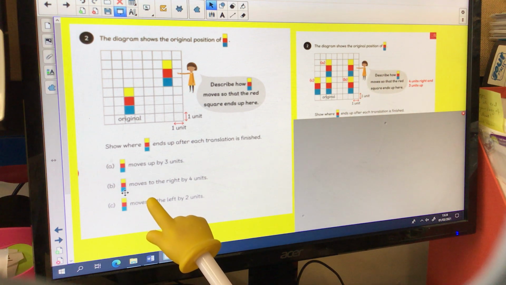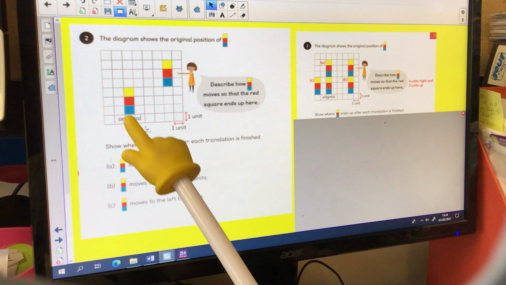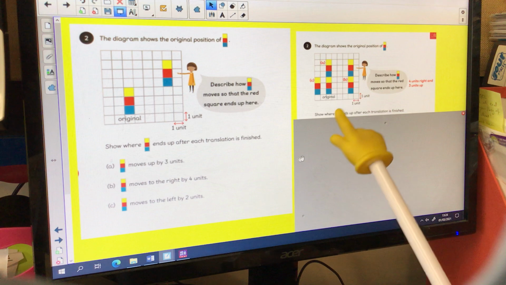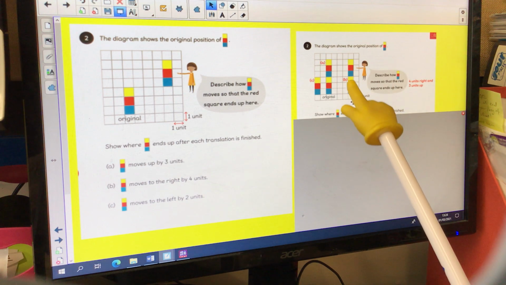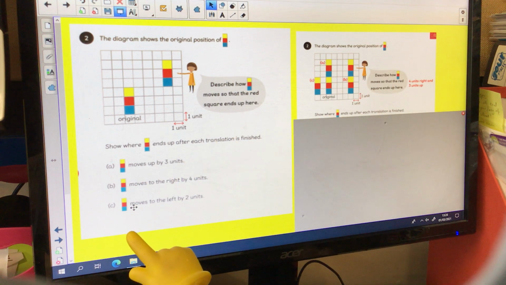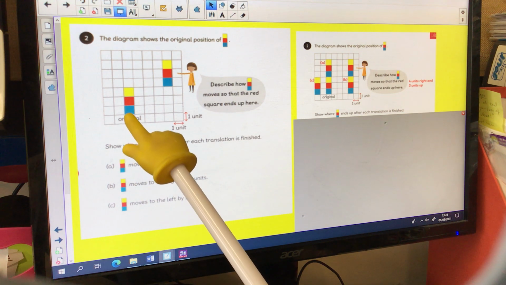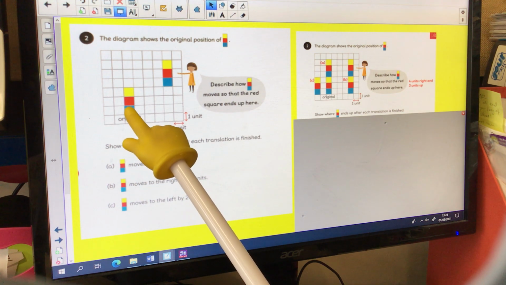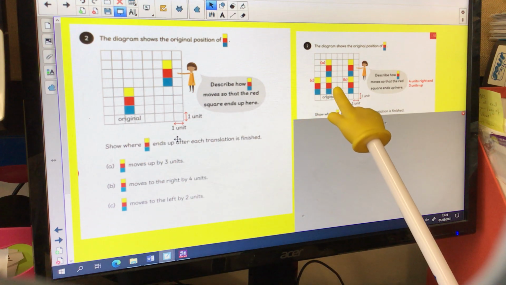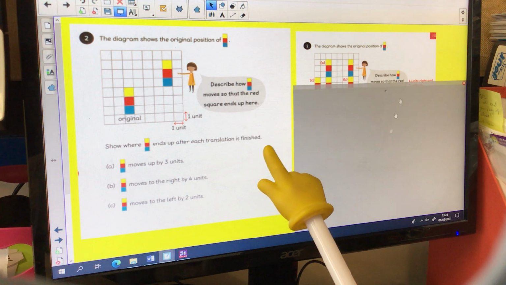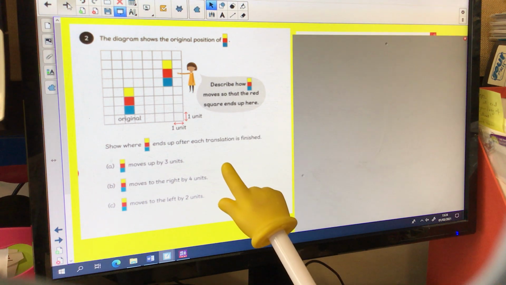B says move to the right by 4 units. 1, 2, 3, 4. It's going to be there. Can you see the answer? C says move to the left by 2 units. There's our original. We go back to that one. Move it to the left by 2 units. Watch. 1, 2. It's going to be there. Okay. Those are just the answers on there.